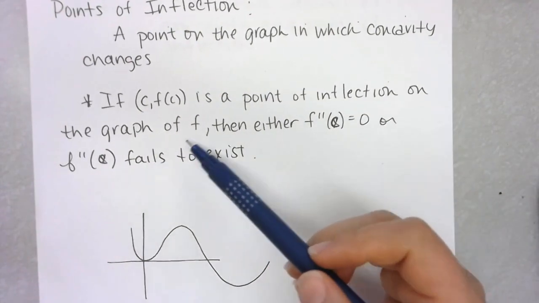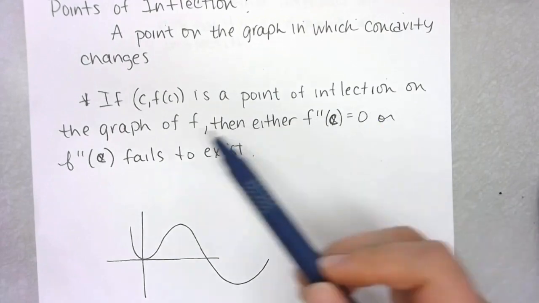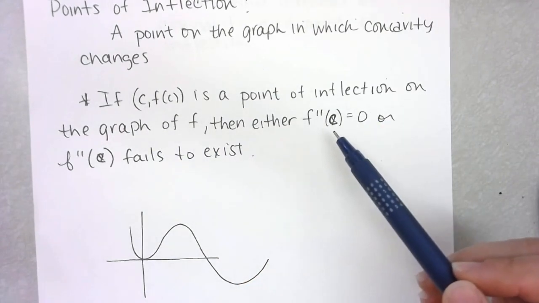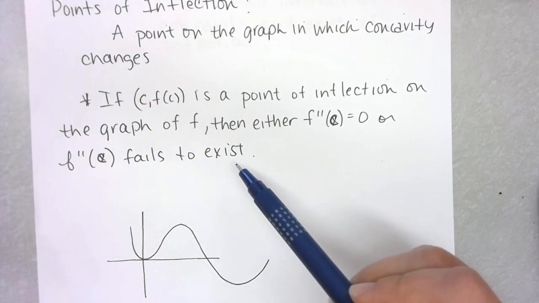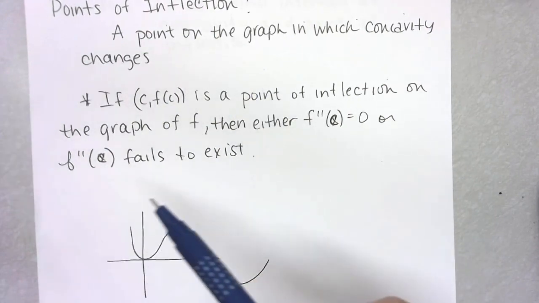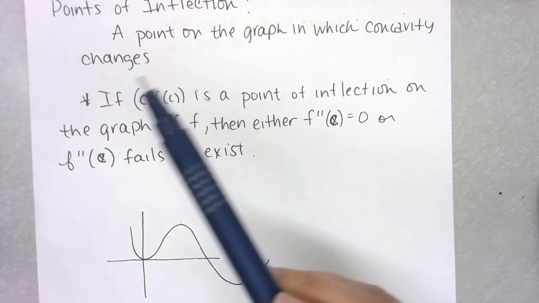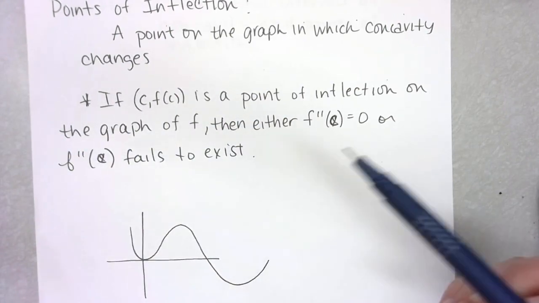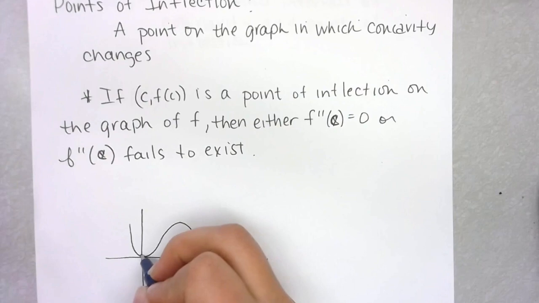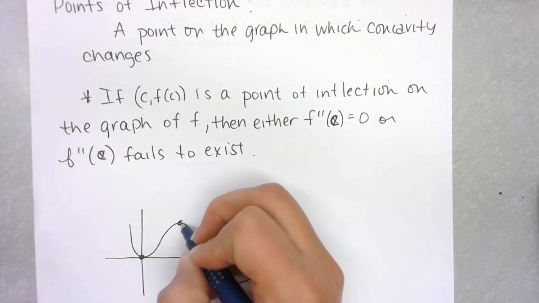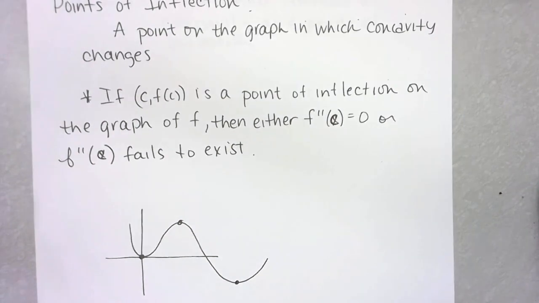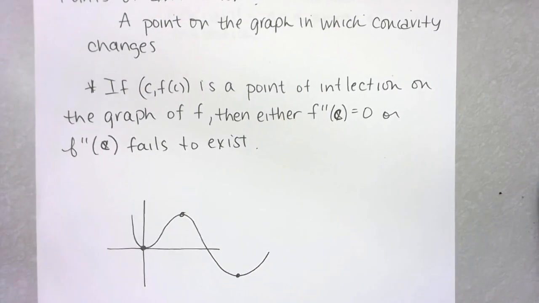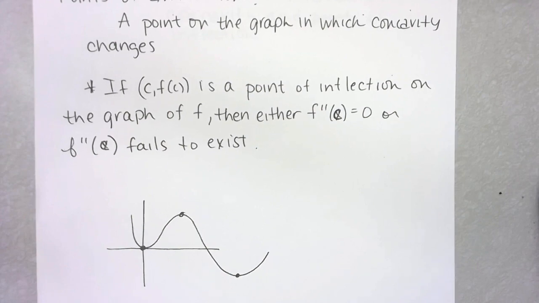Now points of inflection occur where either f double prime of c is equal to 0 or where f double prime of c fails to exist. This is just the same idea as where the min and the max occur, except in the first derivative. It's easy to see this is the local min, this is the local max, and this would also be a local min, just FYI. Those are relatively simple to pick out in the graph. Points of inflection are not, they're a little bit more subtle to pick out.